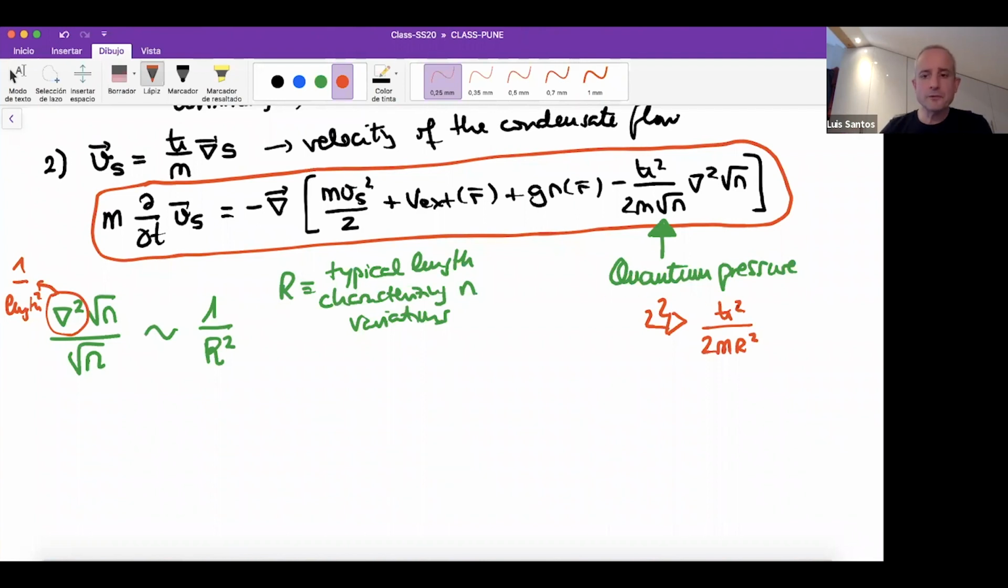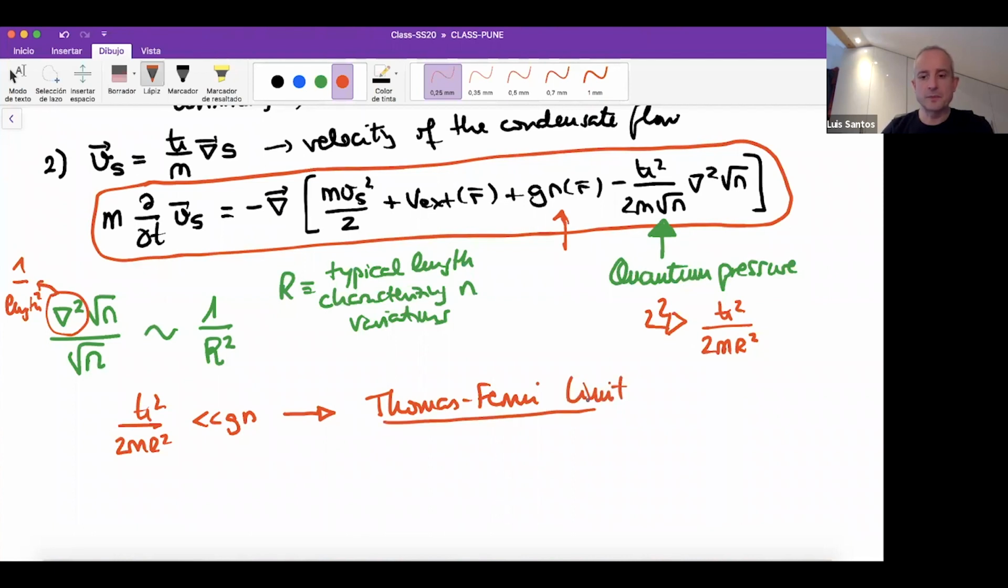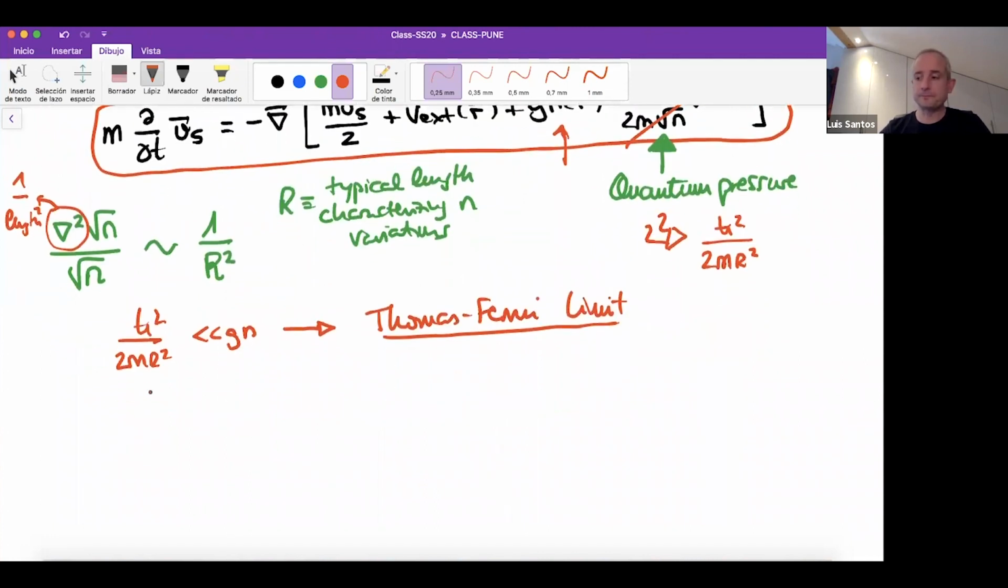Now, if this number h bar squared divided by 2m R squared is much smaller than this other term, which is the interactions, so if the kinetic energy associated with this variation of the wave function is much smaller than the interaction energy, then this means that I can actually neglect the quantum pressure in this equation, because it gives me very little contribution. And this regime is the so-called Thomas Fermi limit. We will see later on with an example what this means in practice, with a much better estimation. But this is the so-called Thomas Fermi limit, and in it, as I say, you remove the effect of quantum pressure.